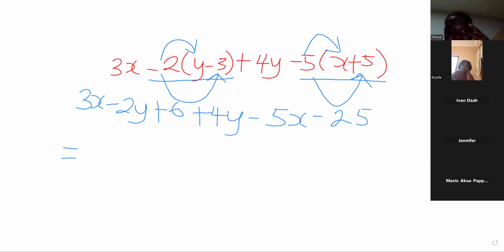Simplification, we put like terms together. How many x's do you have? 3x minus 5x. How many y's do you have? 2y, then 6. Very good. So you are going to put them together.